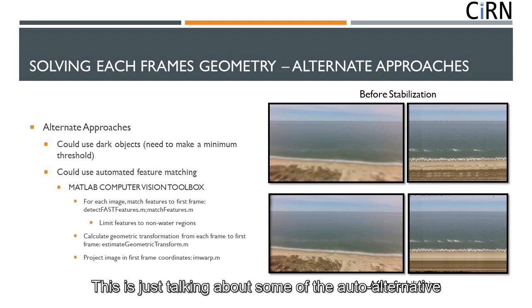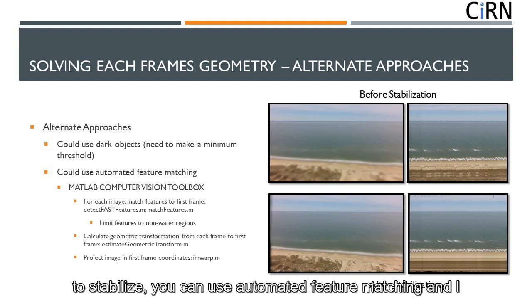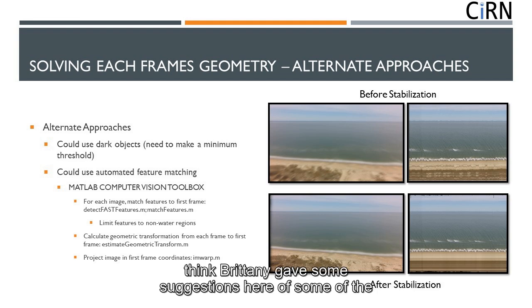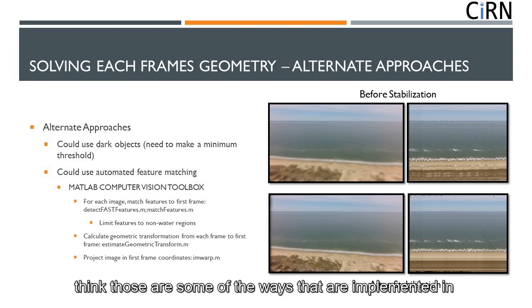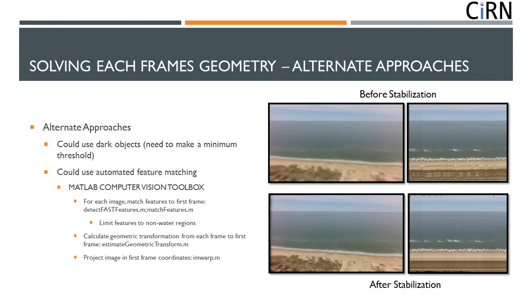This is just talking about some of the alternative approaches to stabilize. You could use automated feature matching. And I think Brittany gave some suggestions here of some of the functions she uses in the computer vision toolbox. And I think those are some of the ways that are implemented in GUI Bathy.